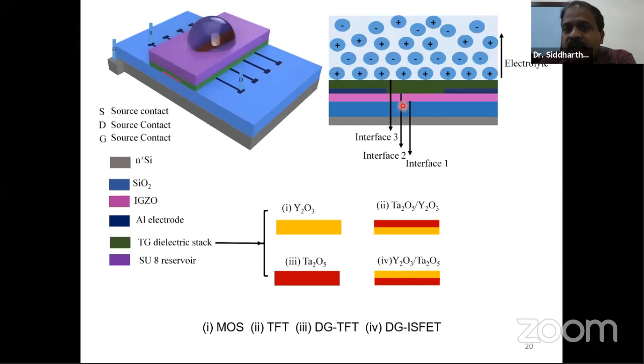What is important here are 3 interfaces, and we have named them. Interface 1 is between the semiconductor and the bottom gate dielectric. Interface 2 is between the semiconductor and the top dielectric. Interface 3 is between the dielectric and the electrolyte.